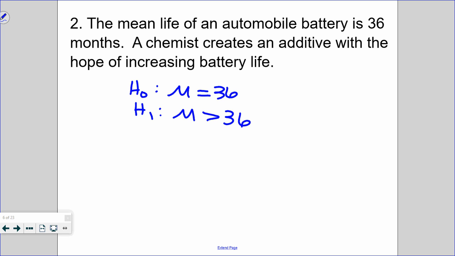So this would be a right tail test because it's just the greater than. Okay.